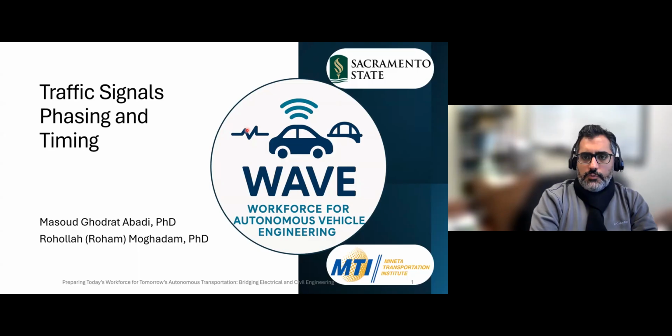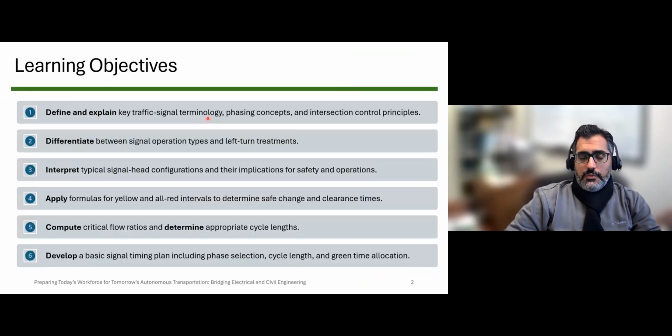In this module of Wave, we are going to learn about traffic signals, phasing, and timing. By the end of this lecture, you will be able to define and explain key traffic signal terminology, like what is a signal cycle, what is phasing. You will differentiate between different signal operation types and also left-turn treatments, like what is a pre-timed signal, what is an actuated signal.